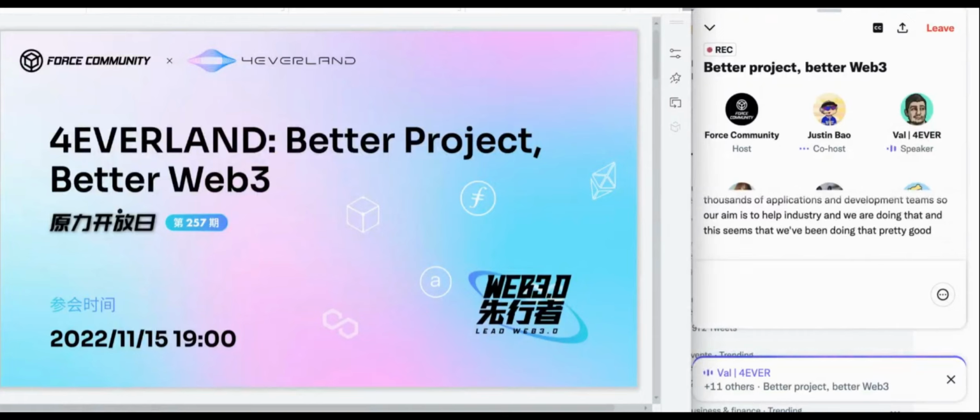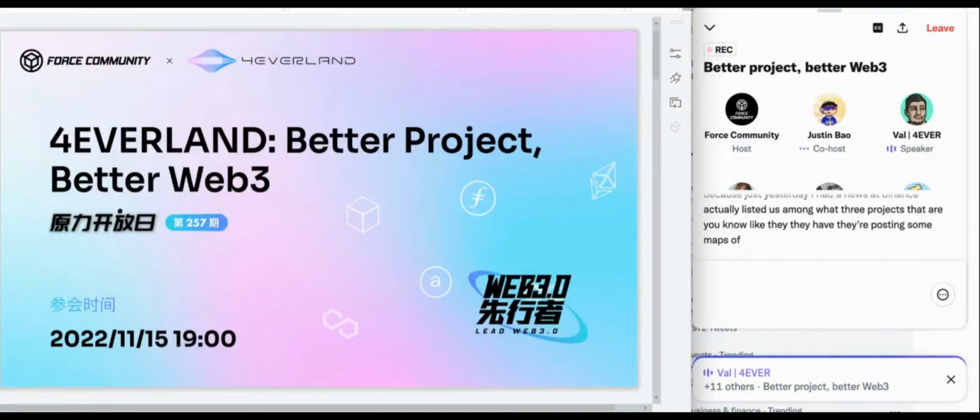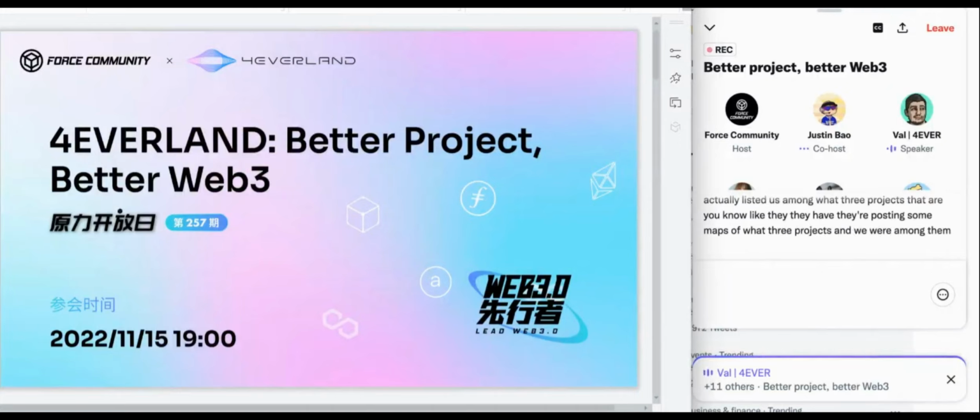Our aim is to help the industry, and we are doing that. It seems we've been doing pretty well, because just yesterday there was news that Binance listed us among Web3 projects on a map of Web3 projects they posted, and we were among them. We've already partnered with lots of well-known teams such as Snapshot and LensTube, and we keep building and keep this industry developing. So this is what 4EVERLAND is right now.